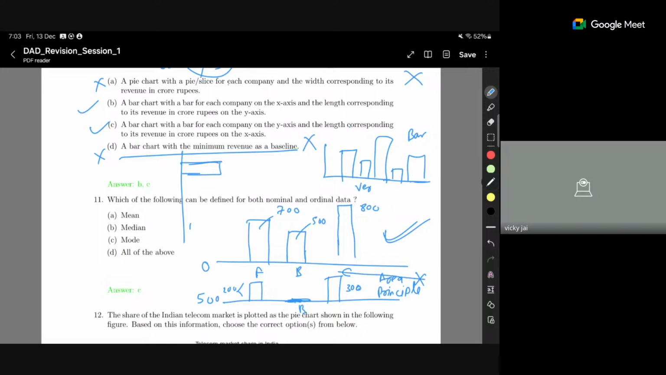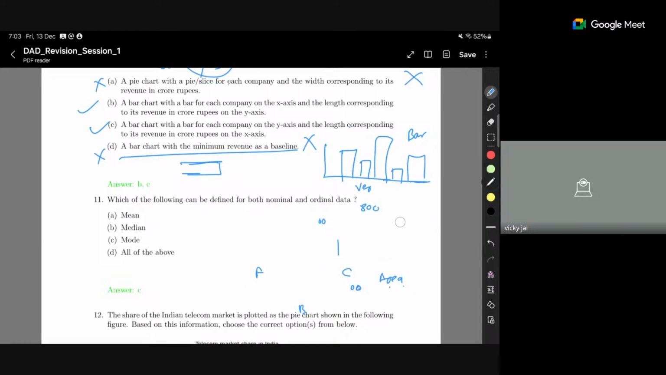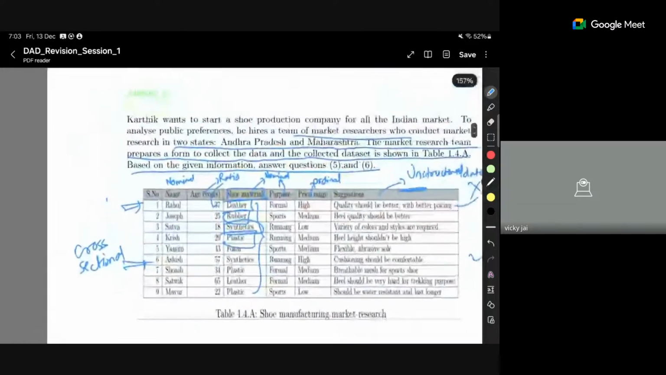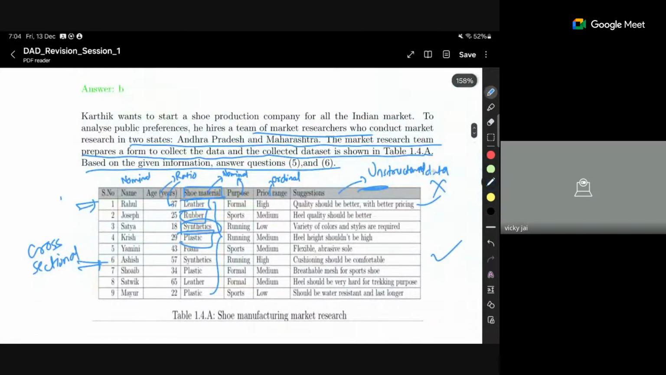Okay, next question. Which of the following can be determined for both nominal and ordinal data? Let's say name is there. I'll take the example. Name is the nominal data. Let's take this example only.